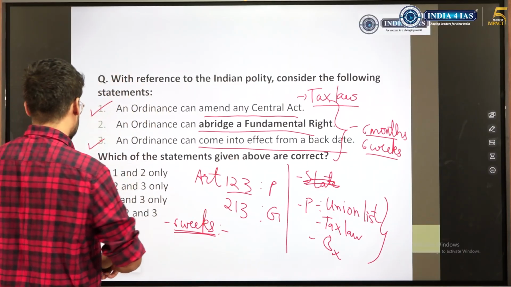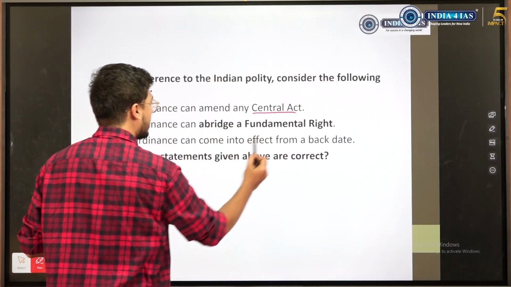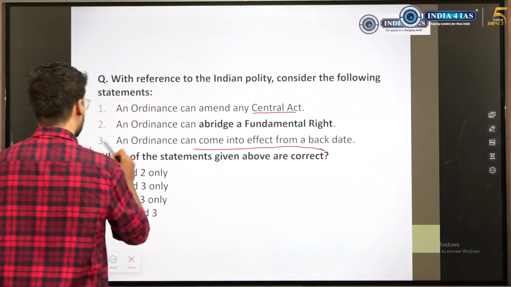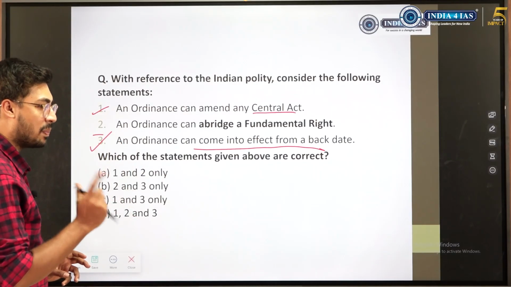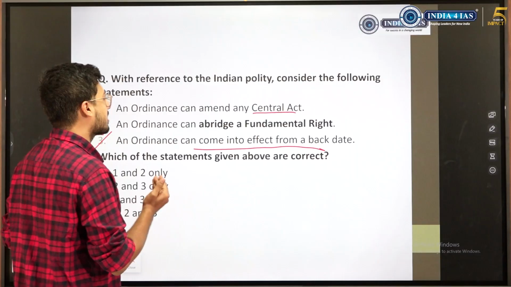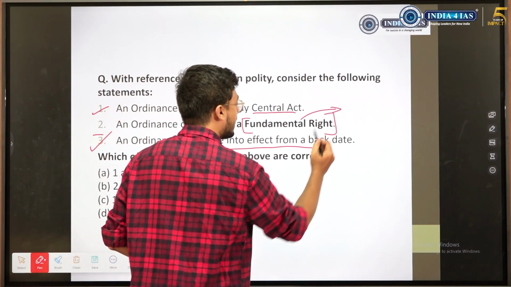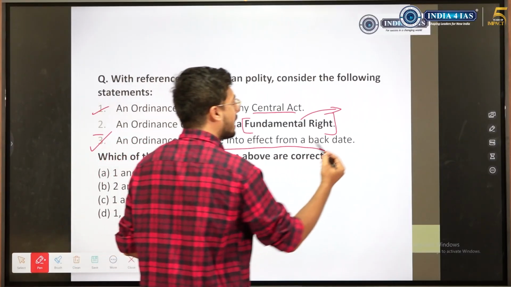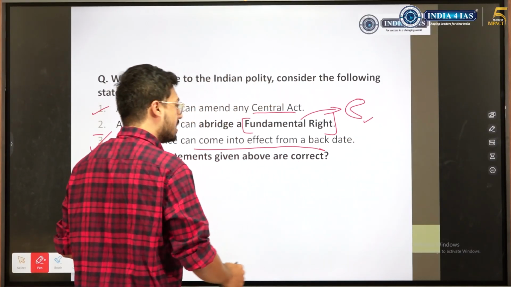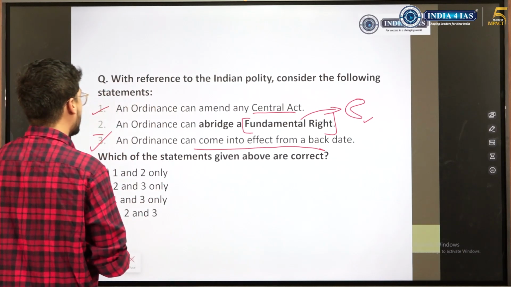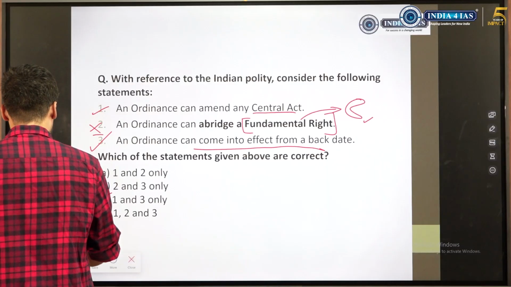So these basics too should be known. Now we'll keep the basics aside and look at this. It can amend a central act, it can come into effect from a back date. This is correct, this is correct. Now whatever I said, use that and apply it to the second statement. Here application is needed. An ordinance can abridge a fundamental right. What is needed to make changes to a fundamental right? We need to make changes to the constitution. And like I said, an ordinance cannot be used for constitutional amendment. 2 becomes wrong, 1 and 3 is the answer.